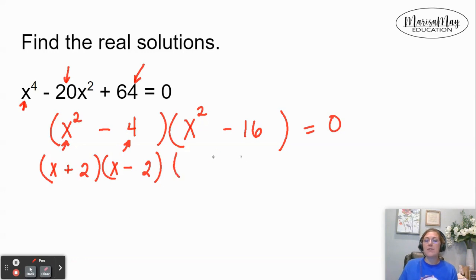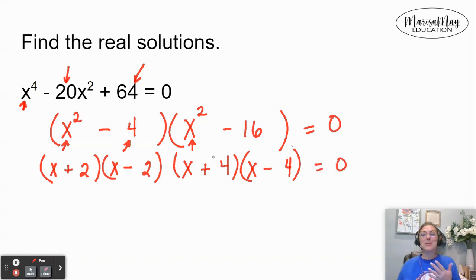Let's do the same thing for the second parentheses. Okay. What two things will multiply to give me x to the second? That's x and x. What's the square root of 16? That's 4. One gets a plus, one gets a minus. Now we're ready to solve.